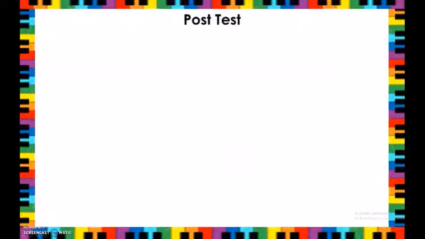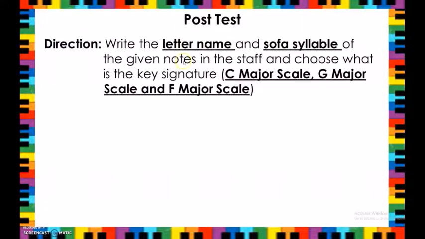So now let's go to the post test. Will you get one whole sheet of paper? Then write your name and section again. Do you have it with you? Now, let's read the direction. Write the letter name and the SOFA syllable of the given notes in the staff and choose what is the key signature. Is it C major scale, which has no flat and no sharp, G major scale, which has one sharp, or F major scale, which has one flat.